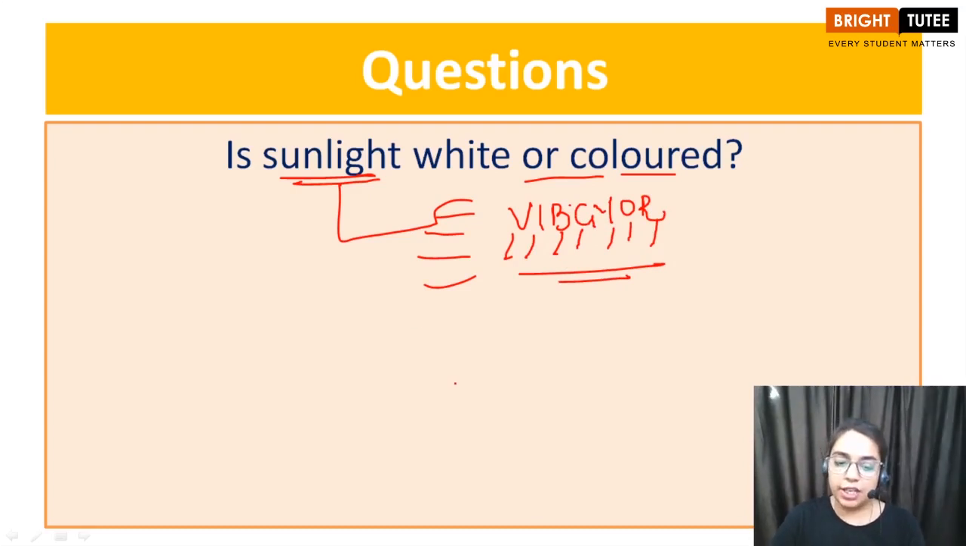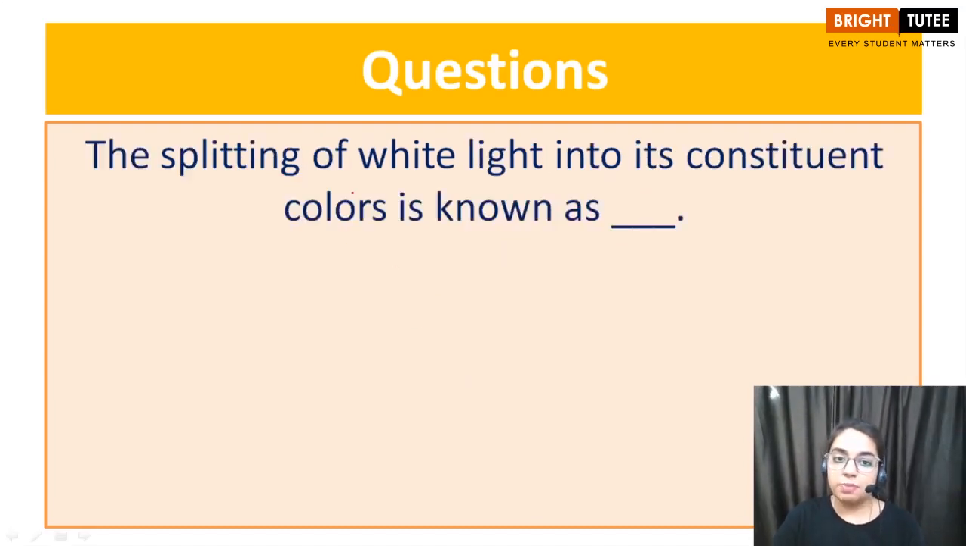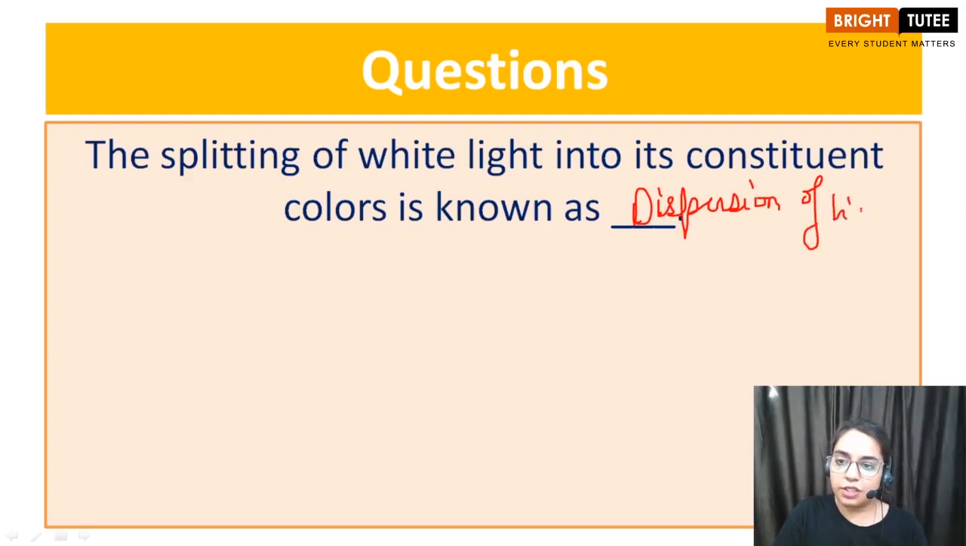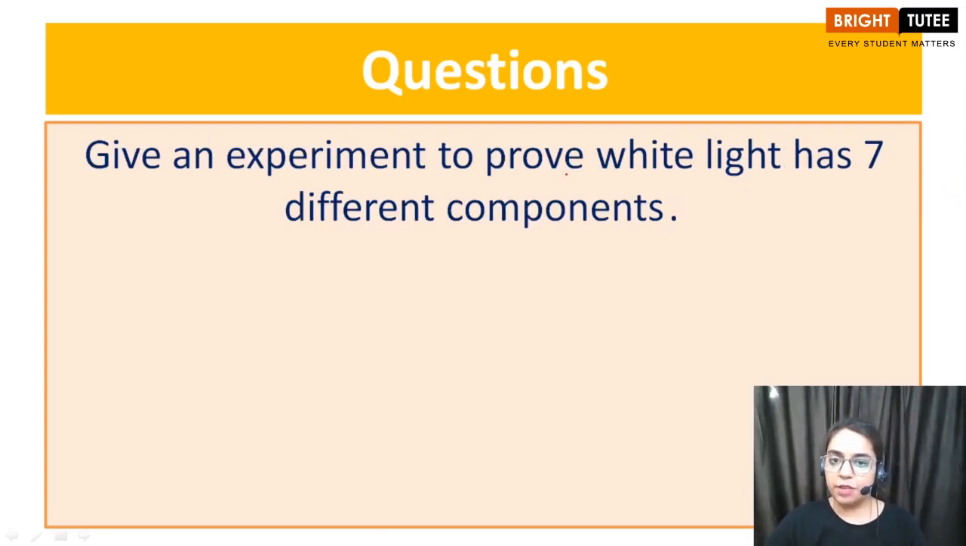Okay, let's move to the next question. The splitting of white light into its constituent colors is known as, so children, what do we call this process? We call this process dispersion of light. Dispersion of light. Let's move to the next question, which is, give an experiment to prove that white light has 7 component colors.